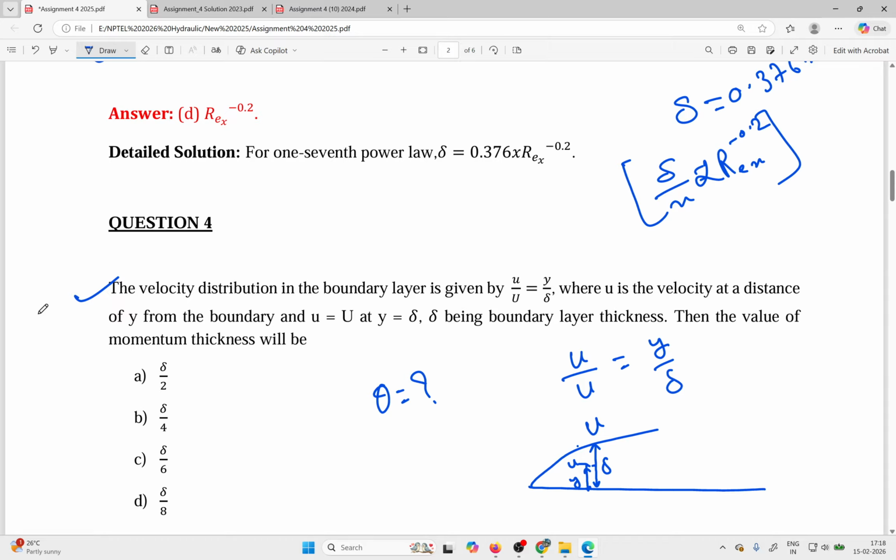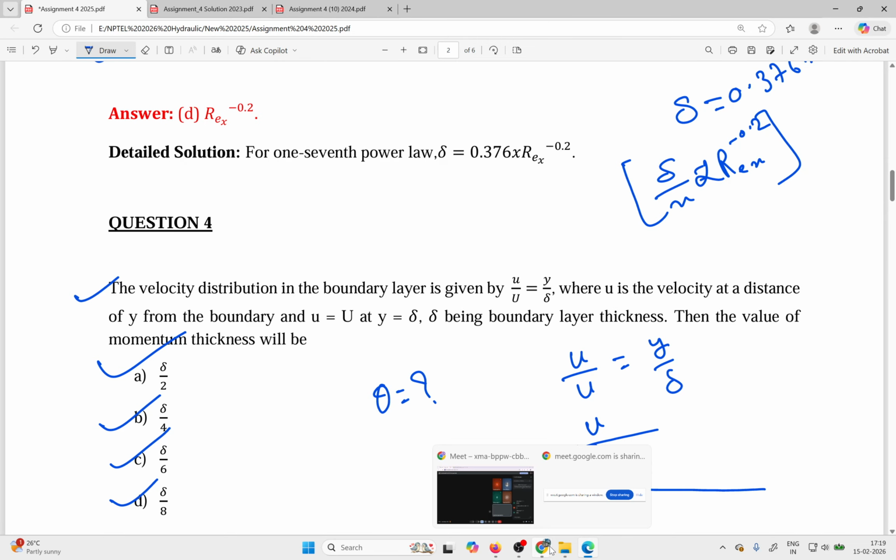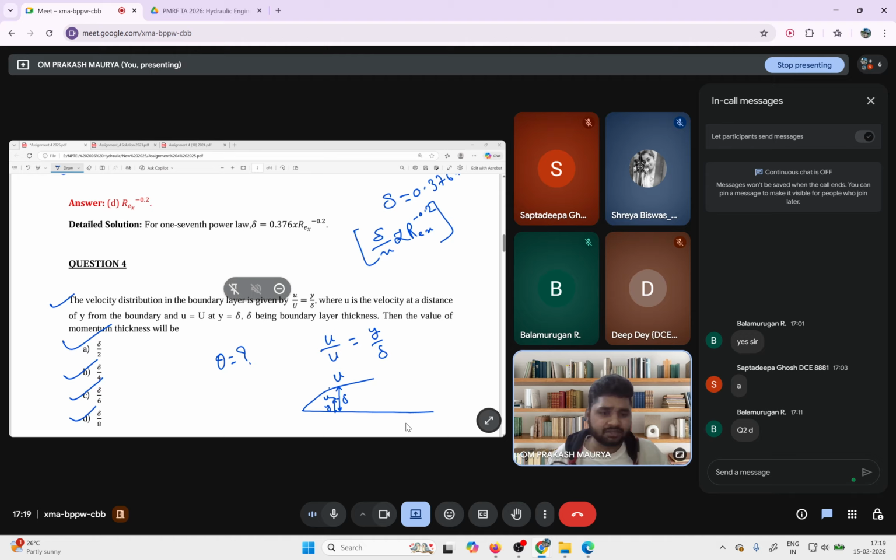So here you need to calculate the momentum thickness, and you have four options: delta by 2, delta by 4, delta by 6, delta by 8. Please try to write your answer in the chat box for this question.